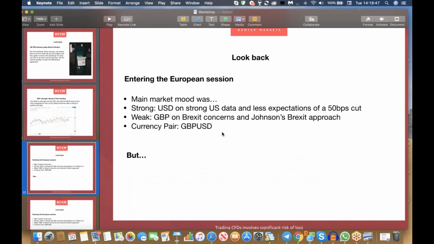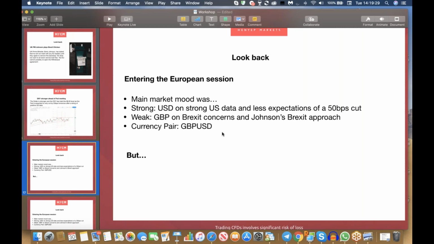Okay, so entering the European session, when I came to my desk this morning, looking at the main market mood. The main market mood that I had this morning was a strong US dollar, because the strong US data that's been coming out recently means that there's a lot less expectation of a 50 basis point rate cut. Going back about 9-10 days, there was a growing sense that the Federal Reserve might have a 50 basis point cut. Now, those probabilities have slowly been dialed back, and that's why we've been seeing some US dollar strength.